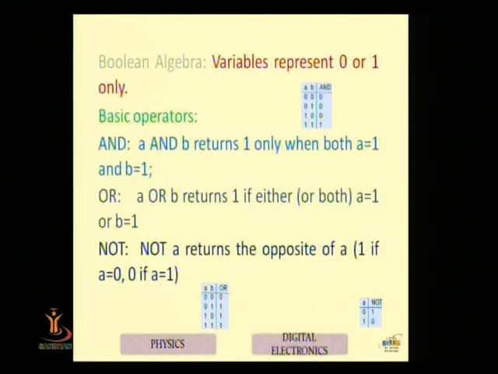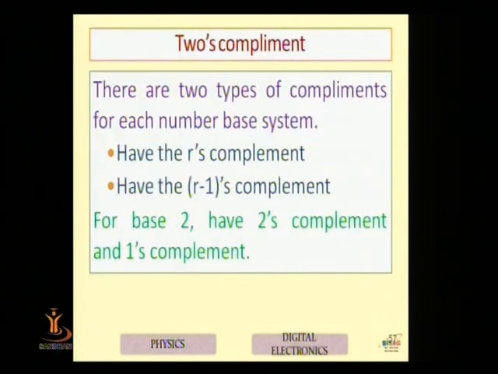As I told you, AND gate, OR gate and NOT gate are very important parts of any digital electronics. Now comes the 2's complement. The 2's complement word is related to all number systems. Let me clear it for binary. So 2's complement means what?